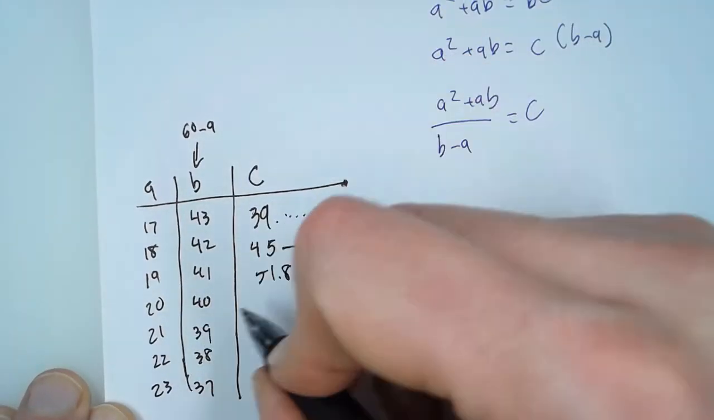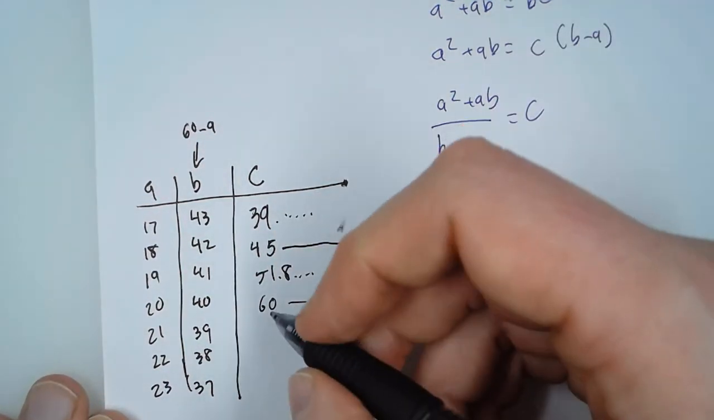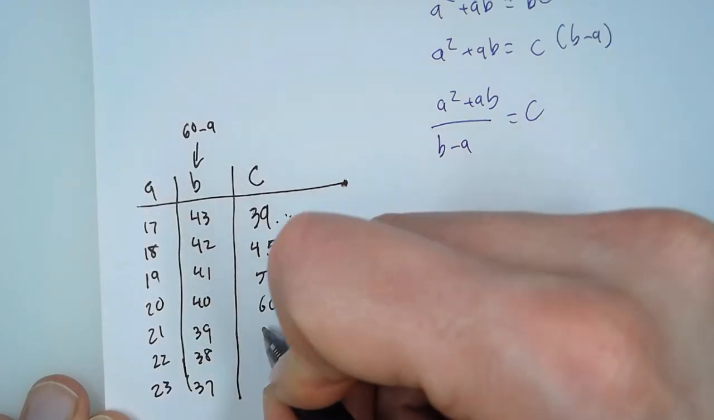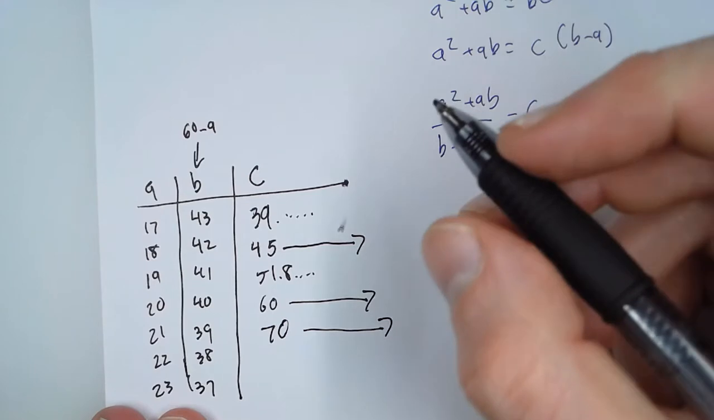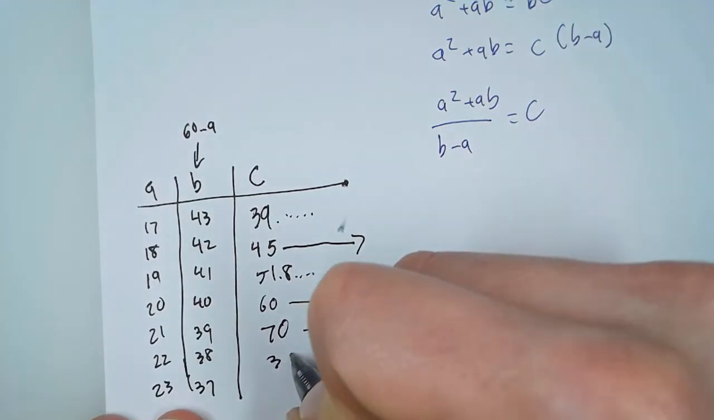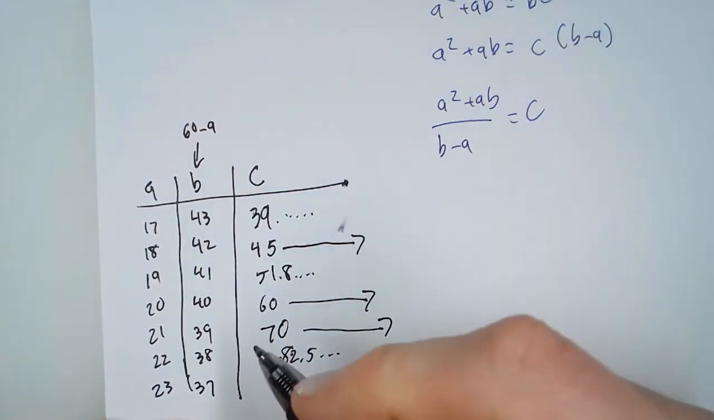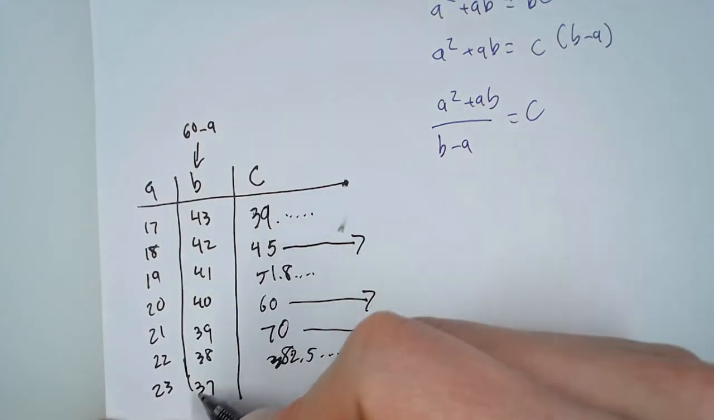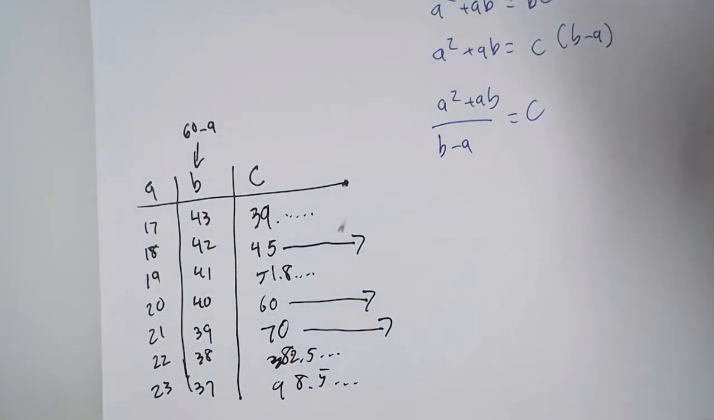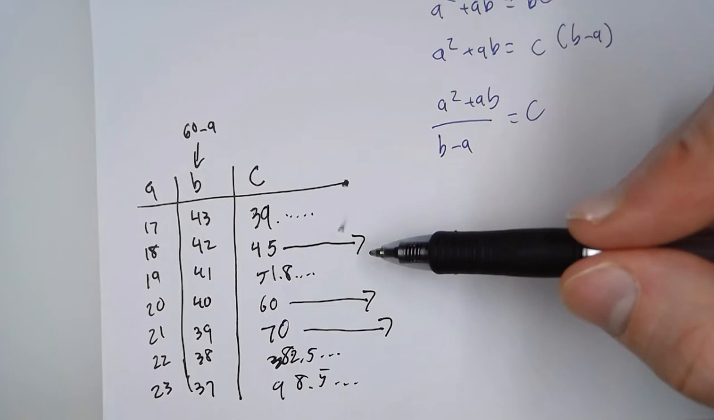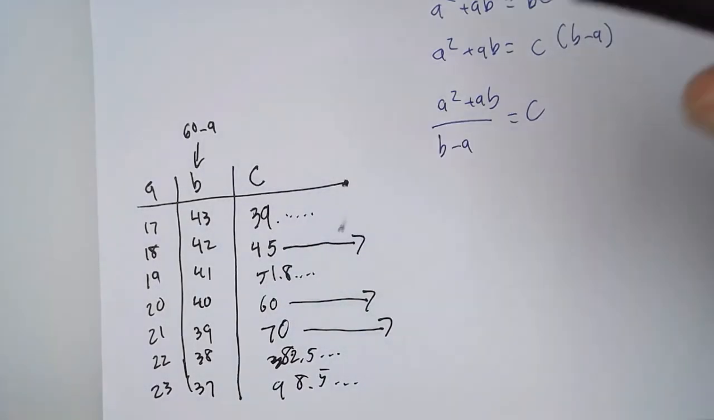Next one, 20 and 40. That gives us 60. So we're going to use that. Next one, 21 and 39 gives us 70. We're going to use that. 22 and 38, that gives us 82.5 dot dot dot. Doesn't matter. It's a decimal. And then the last one, 23 and 37 gives us 98.5 dot dot dot. So again, we want the values of C to be integers because A and B also have to be integers.